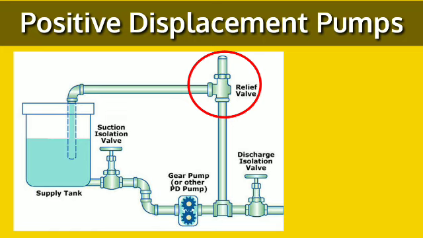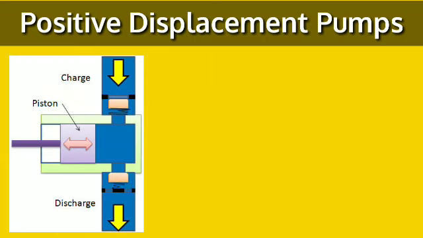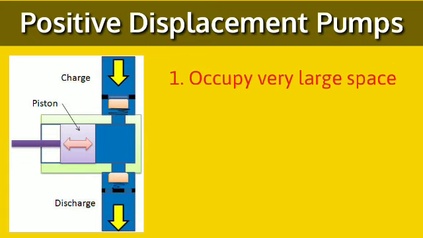So first, take the reciprocating pump. The biggest disadvantage of the reciprocating pump is that it is very big in size. Even to handle a small quantity of liquid, you need a big pump, which we cannot afford on a ship. Another disadvantage is that their discharge is not continuous.